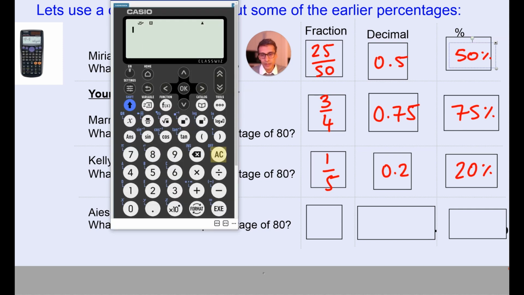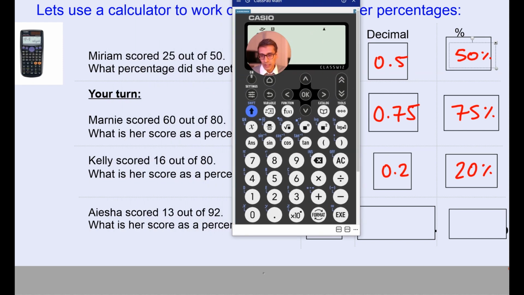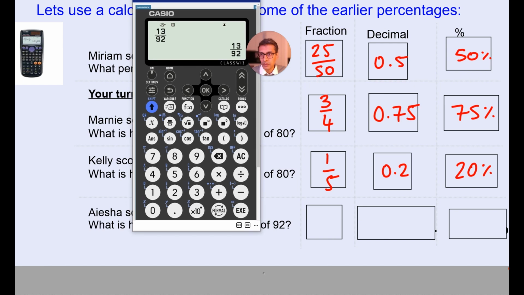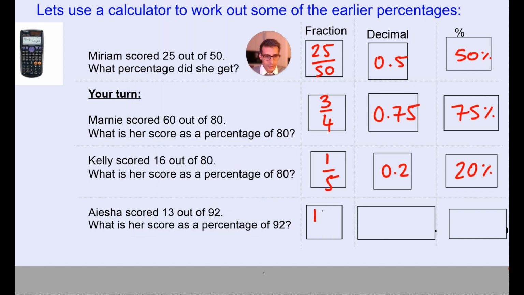Now this is where the calculator really does become a lot more useful. So let's do the fraction method again. So 13 down 92, so 13 out of 92. As you can see, it doesn't simplify, so this is just going to stay as 13 over 92. I just corrected that, if you may have noticed. I should have said 92.